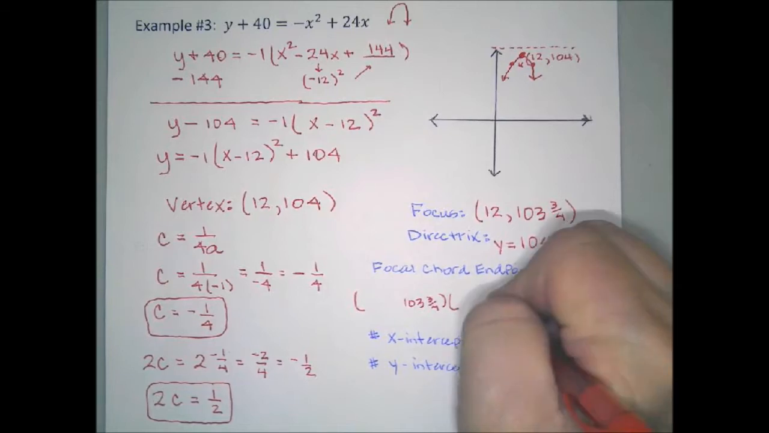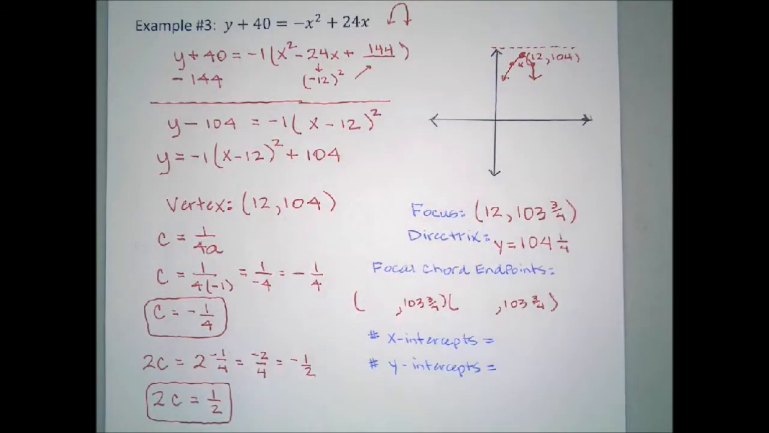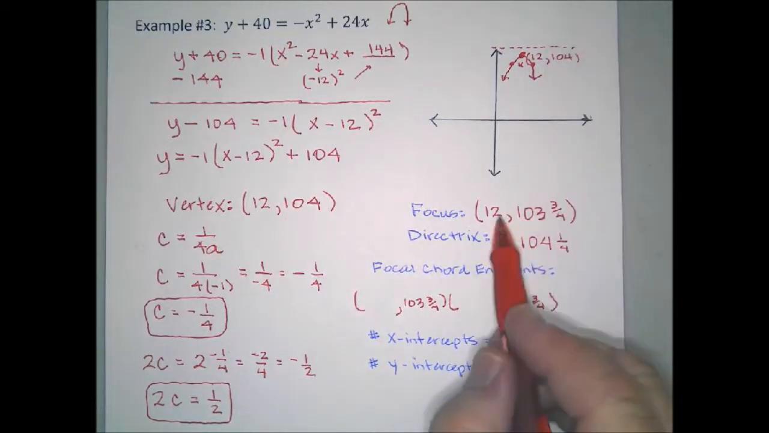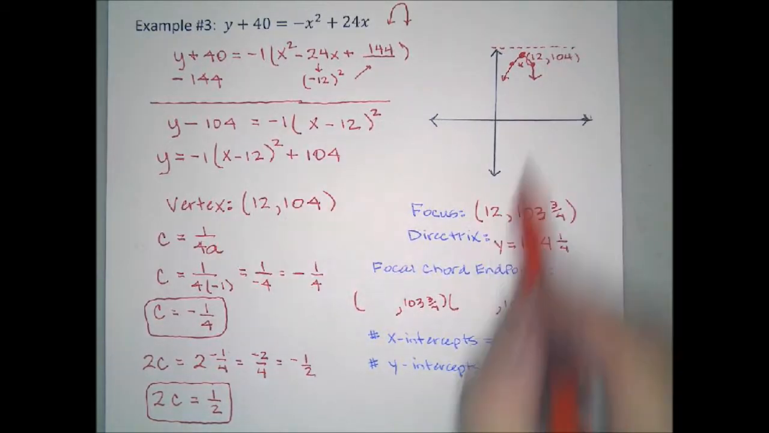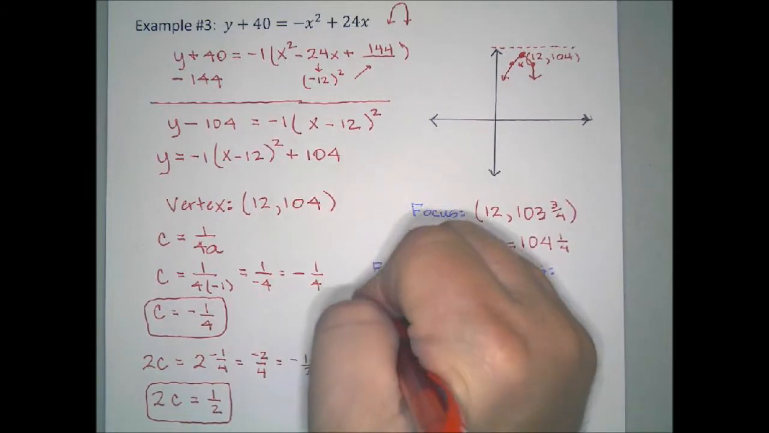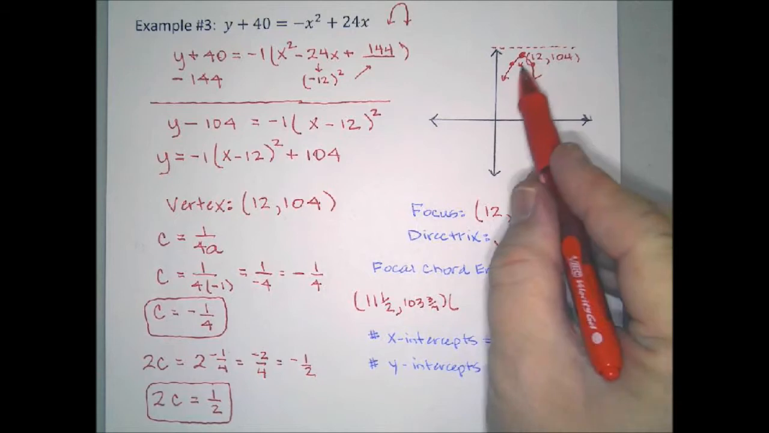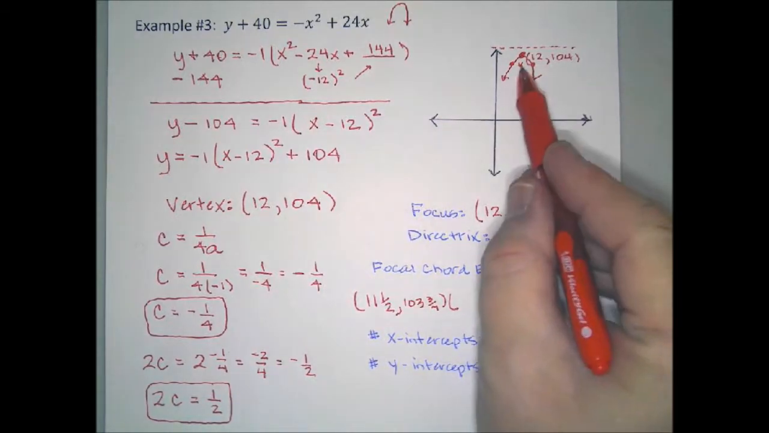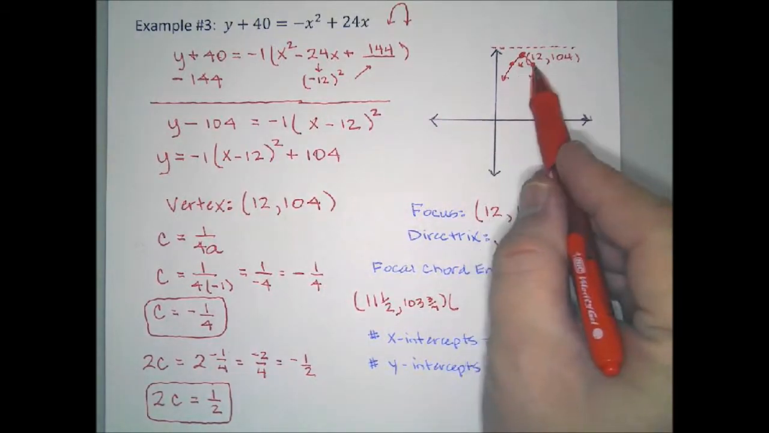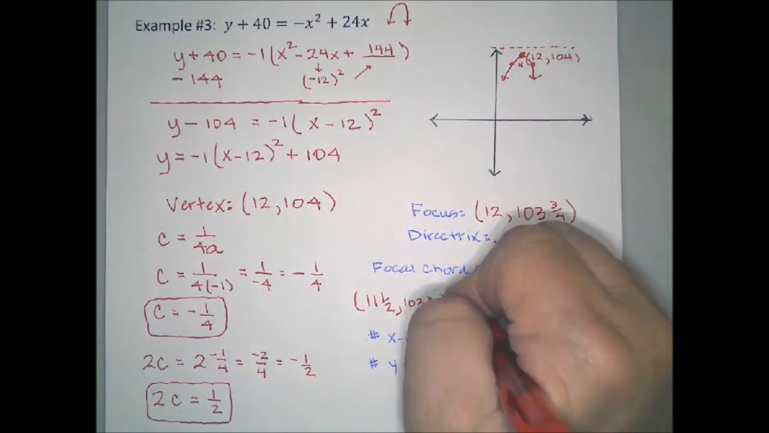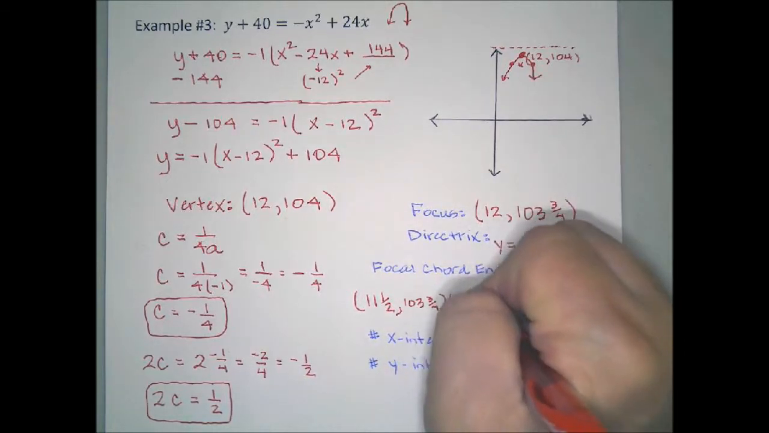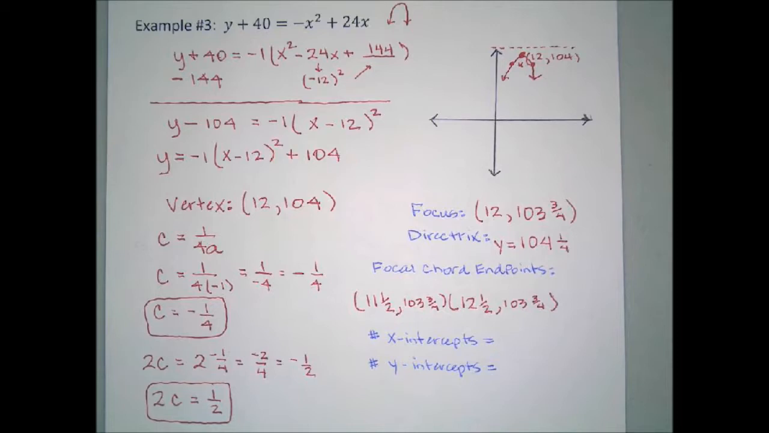The big question is, what are the x-coordinates? Well, if I was at 12 and I took a half a step to the left, I'd be at 11 1/2. Let's put ourselves back at 12 again and take a half a step to the right. Well, that would be 12 1/2. And there are our focal chord endpoints.